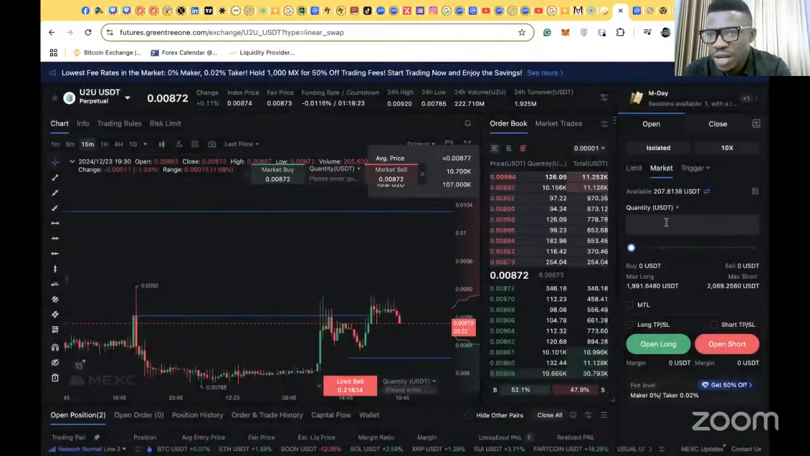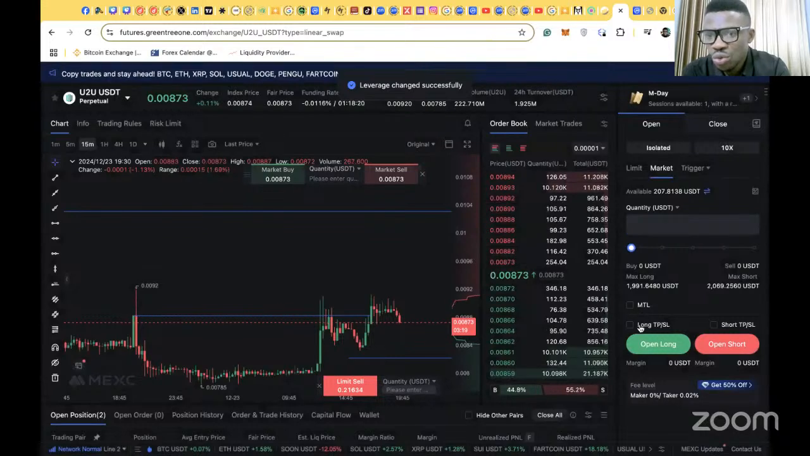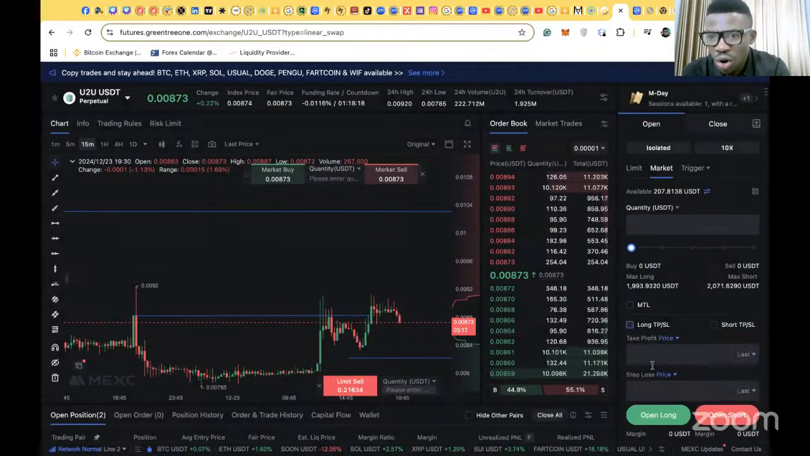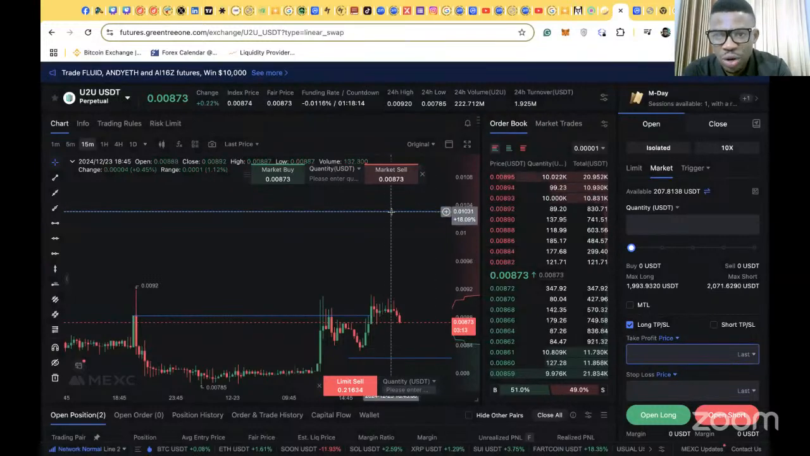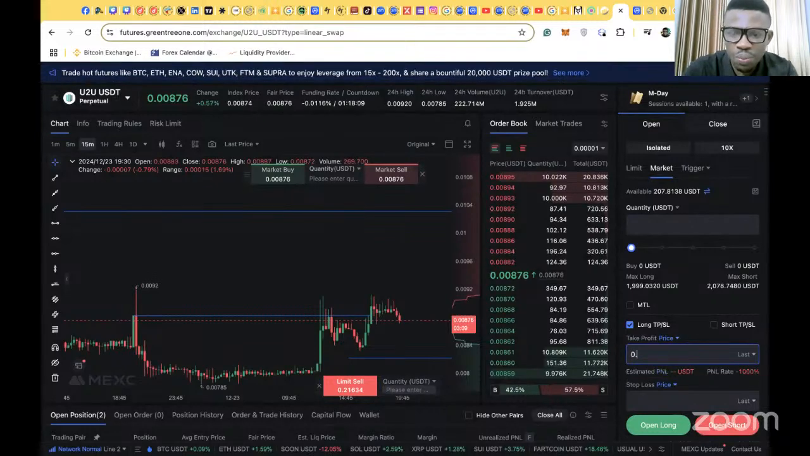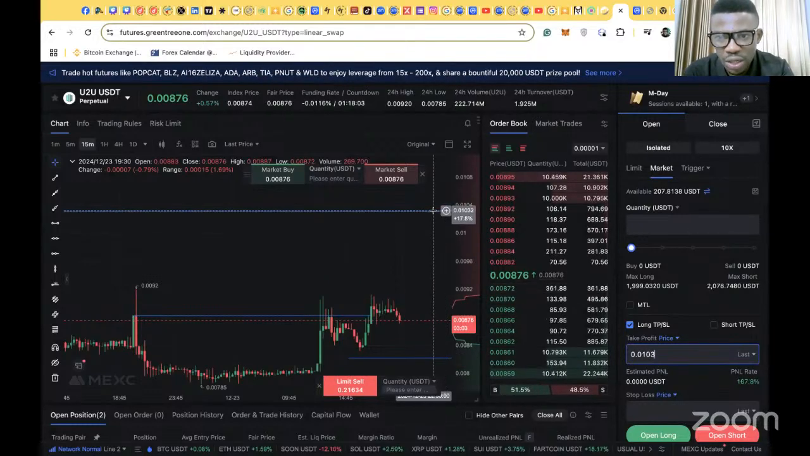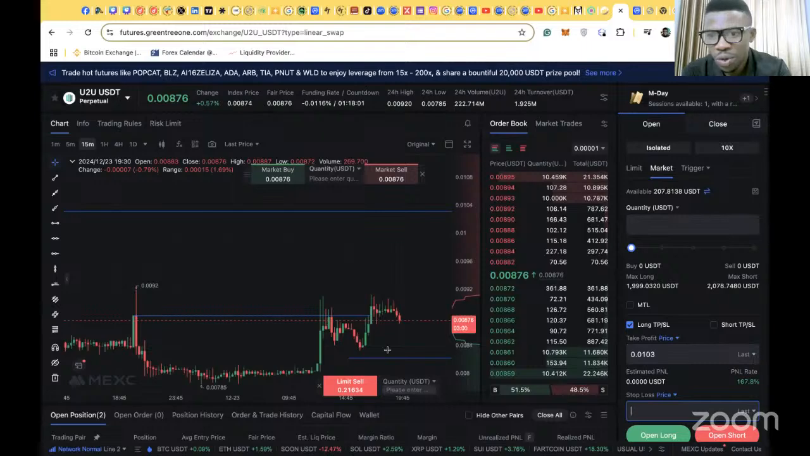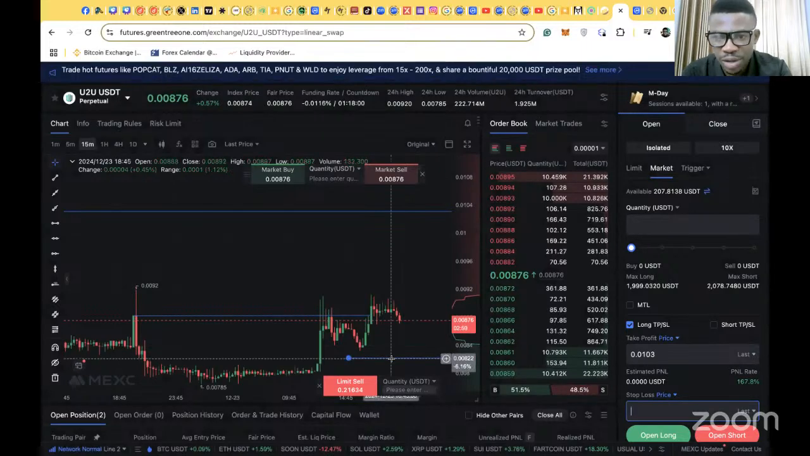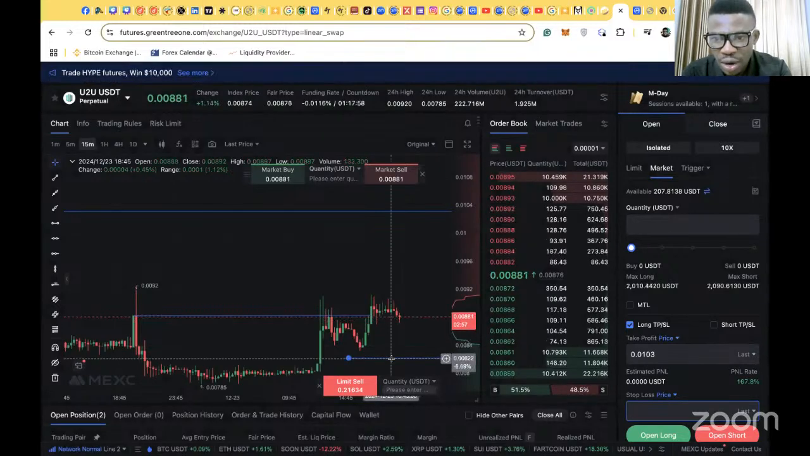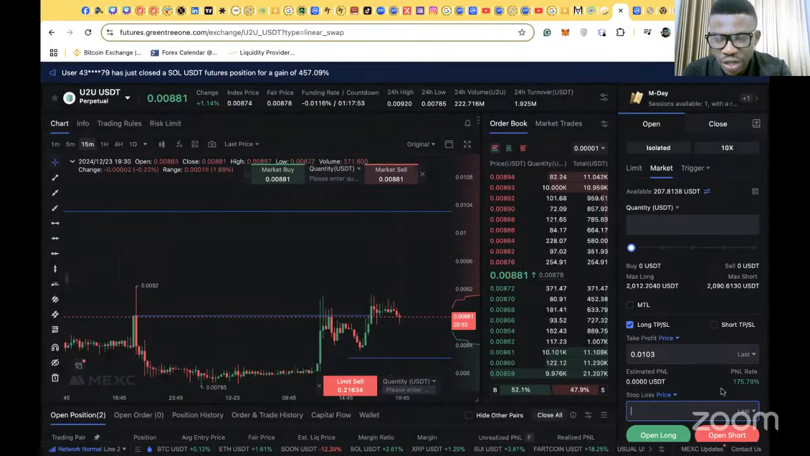Let me show you how it's done. You come down here, you accept that you are going on a long, and you are using take profits. My take profit I'm going to is 0.0103. So I put it there, 0.0103, correct. Then the stop loss I'll be using is this particular one, 0.008. I wish I was in that trade already. 0.000082.